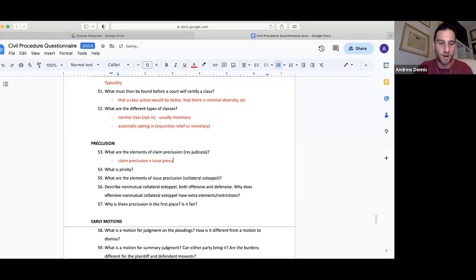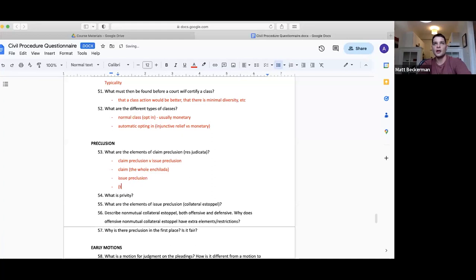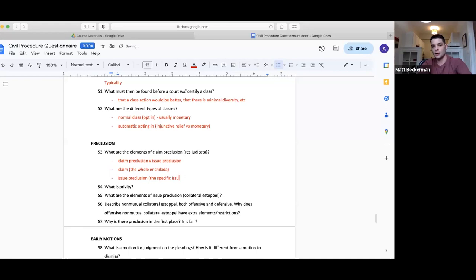Claim preclusion is the entire, like a whole enchilada. Let's say there's a car accident. Claim preclusion involves the entire instance. You know, this happened on May 17th. That whole instance is the claim. And then the issues could be the tort of battery, the tort of assault, negligence. Each of those are separate issues.